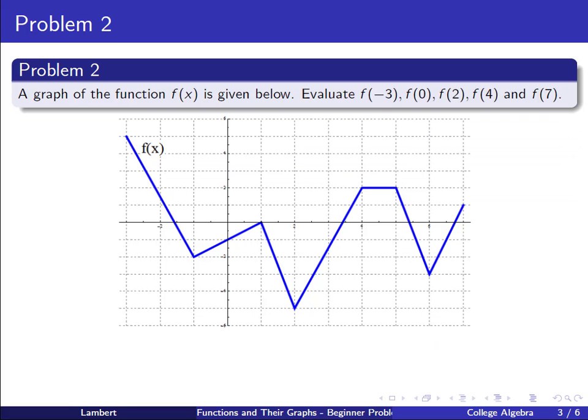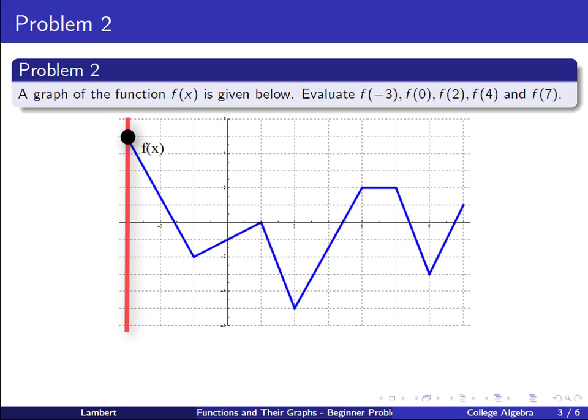Okay, so with this problem, a graph of the function f of x is given below. We want to evaluate f of negative 3, f of 0, f of 2, f of 4, and f of 7. So taking a look at this graph, where do we begin? We'll begin with f of negative 3. If you look, you need to go over to the x value, and then we could draw a vertical line to find where that vertical line intersects with the graph.